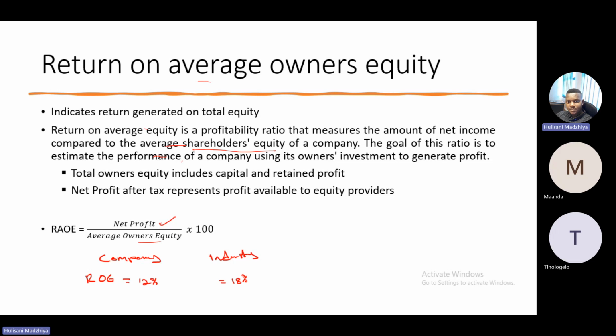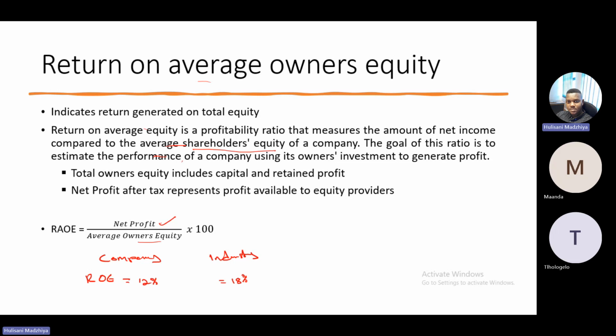So if we're looking at a company in a media environment and say that media environment companies are generally giving a return of 18%, yours is giving 12%. So this means that you are not utilizing your assets to its full capacity to be able to generate return for the investors. This means that capital provided by investors is not well invested by the management of the company. So that's why the company's return on average owner's equity is below the industry norm. So that's the explanation for bad performance.